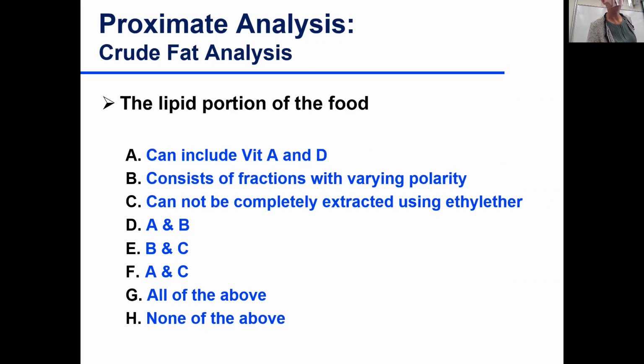Okay. So the lipid portion of food can include vitamin A and B, consist of fractions with varying polarity, and cannot be completely extracted using ethyl ether or diethyl ether.